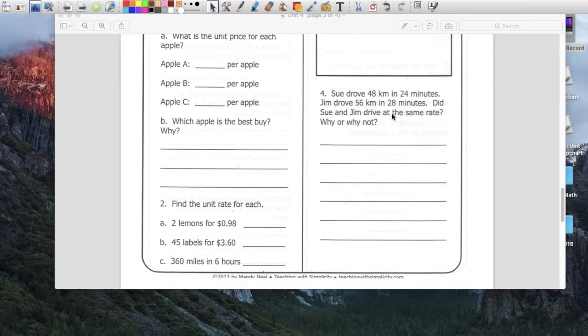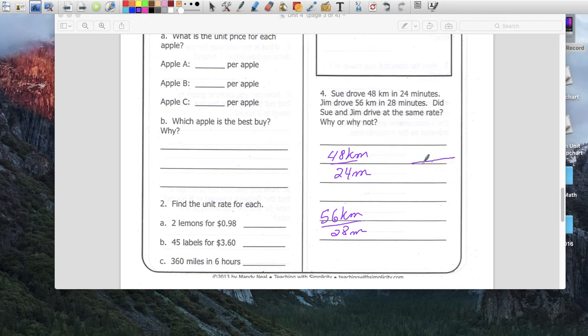Did Sue and Jim drive at the same rate? Well, I can't compare. One person drove 48 kilometers in 24 minutes. The other person drove 56 kilometers in 28 minutes. Remember when you did the blinking of the eyes and jumping jacks, and 2 people were doing 2 different things, same thing, but different speeds. Here is the same thing. Can we compare these 2? No, we can't.